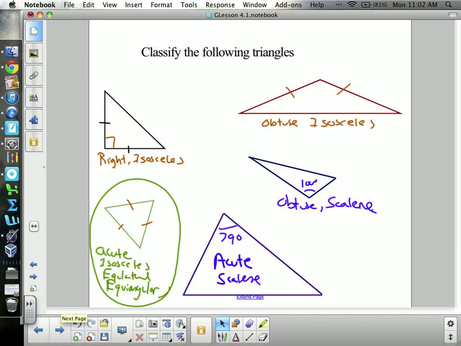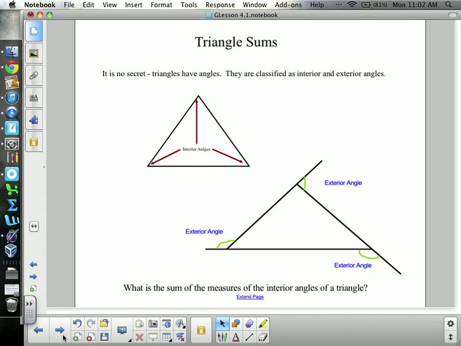Because we want to give all names that accurately describe the triangle. And that's kind of what we're after here, is describing the triangle. Triangle sums. We do need to talk about triangle sums. We have interior angles and exterior angles when it comes to triangles. Now, most of you know this already. The interior angles of a triangle add up to how many degrees?